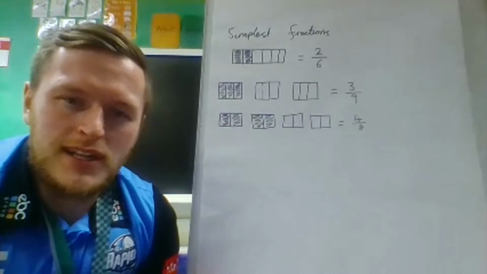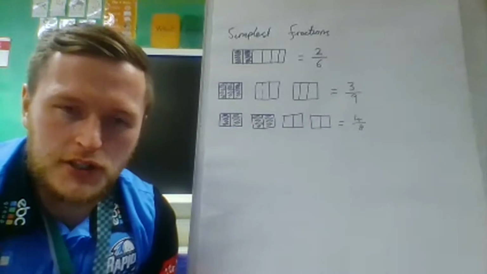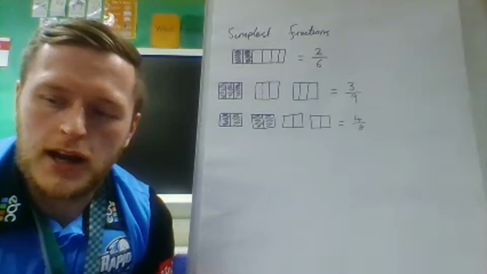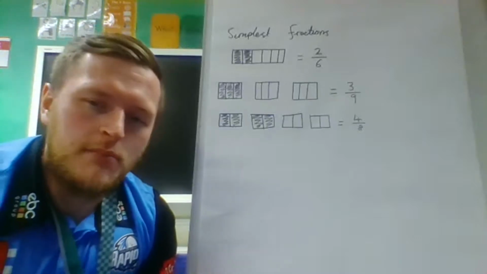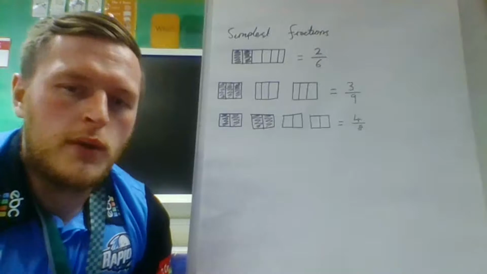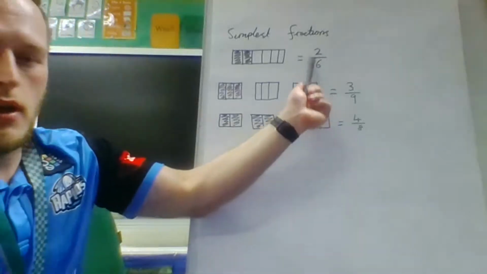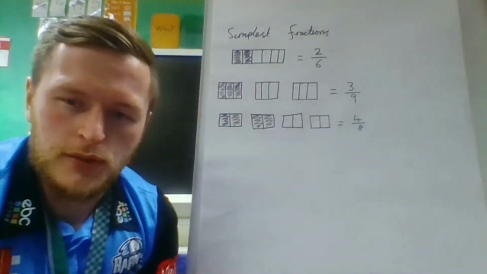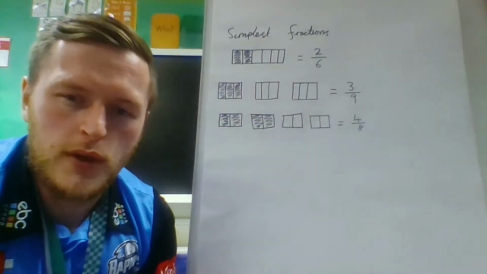Hello guys, so today we're going to be looking at something a little bit different with fractions, okay? We're going to be looking at finding the simplest fraction. By simple, what I mean is we want the numerator up here and the denominator to be as small as possible, because it's just easier to work with.